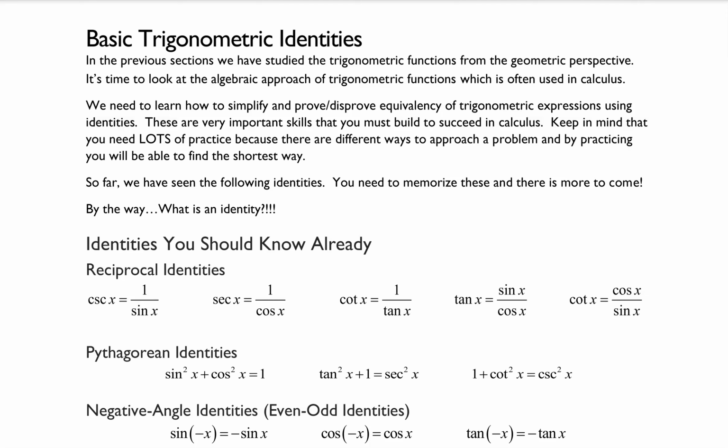Keep in mind that you need lots of practice because there are different ways to approach a problem, and by practicing it, you will be able to find the shortest way. So far, we have seen the following identities. You need to memorize these, and there is more to come.